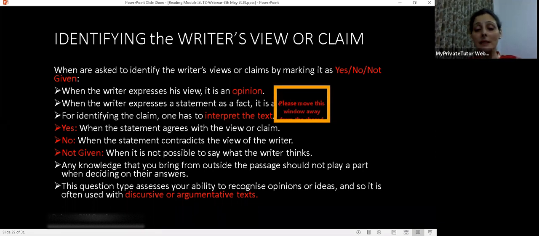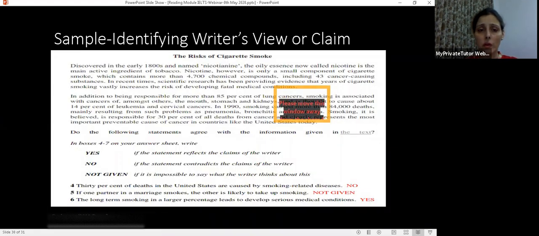This question type assesses your ability to recognize opinions or ideas, and so it is often used with discursive or argumentative text. So this is the main explanation of the question, the meaning of view and claim, and how you're going to recognize and answer the question. A sample is in front of you. How you're going to identify the writer's view or claim.